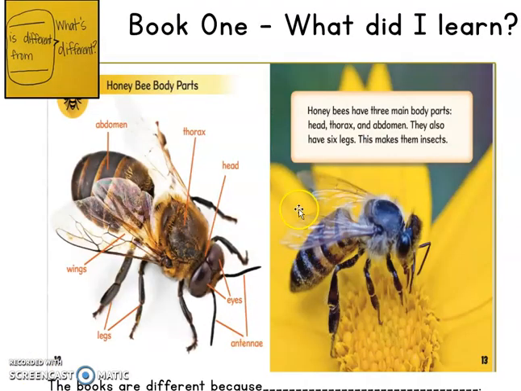I can learn how they're different by thinking, what did I learn? Let's look at book one. Book one was Honeybees. What did I learn in this book? Well, I learned where all the different parts are from looking at this picture. It shows me the antenna. It shows me the wings. I also learned from reading this book that they have six legs. The other book didn't teach me that. So I'm going to write that on my first sticky note. I'm going to write what I learned in book one.